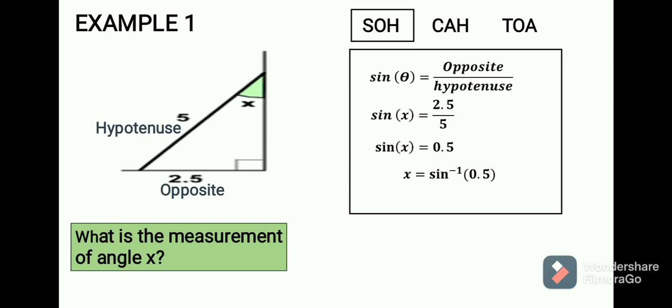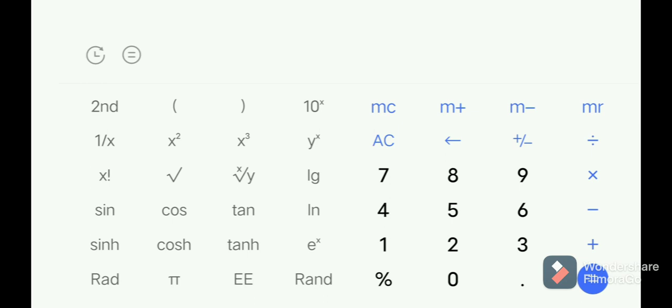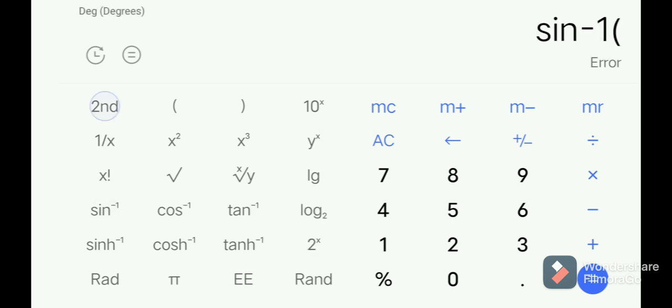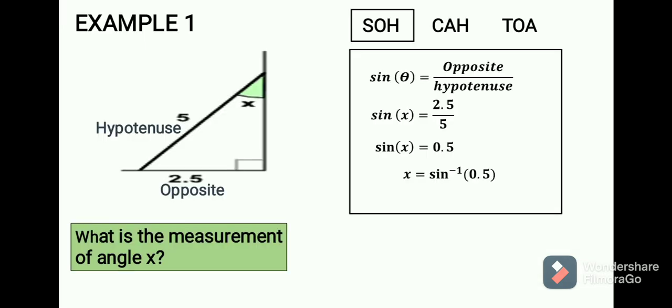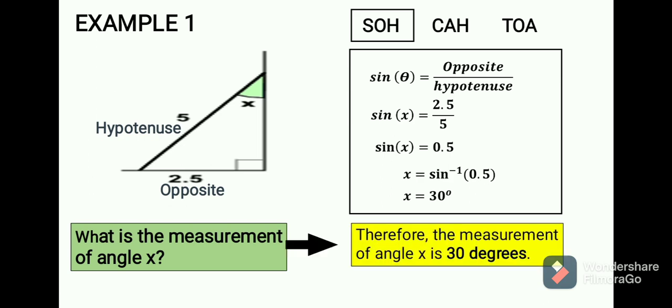But what is the meaning of the inverse sine? Well, the sine function takes an angle and gives us the ratio opposite over hypotenuse. But inverse sine goes the other way. It takes the ratio opposite over hypotenuse and gives us an angle. And then get our calculator, key in inverse sine, then 0.5, then click the equal button. And the result is 30 degrees. X is equal to 30 degrees. Therefore, the measurement of the angle X is 30 degrees.